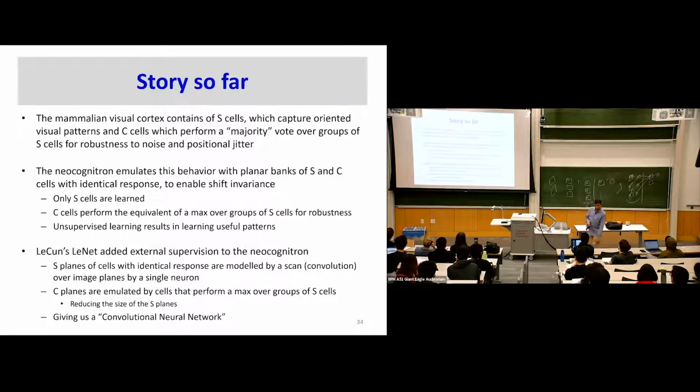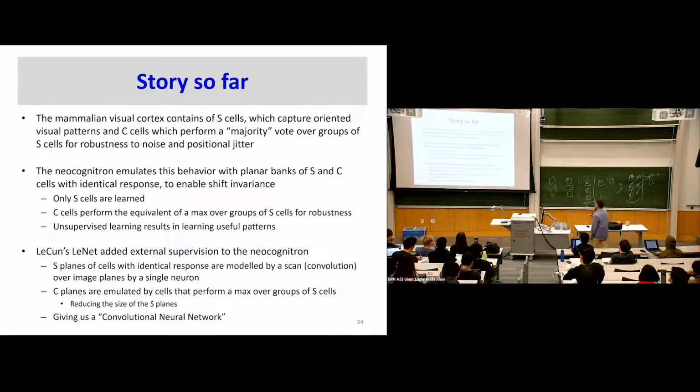So the story so far: the mammalian visual cortex consists of S cells, which capture oriented visual patterns, and C cells, which perform a majority vote over groups of S cells for robustness to noise and positional jitter. The neocognitron emulates this behavior with planar banks of S and C cells with identical response to enable shift invariance. Only the parameters of the S cells are learned. And C cells perform the equivalent of a max over groups of S cells for robustness. Unsupervised learning results in the learning of useful visual concepts.